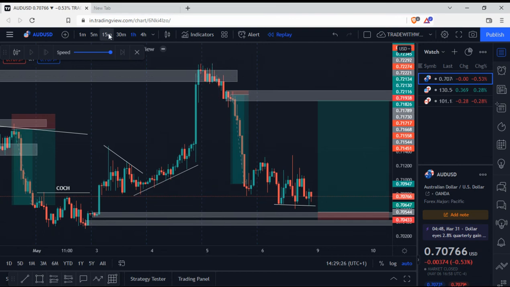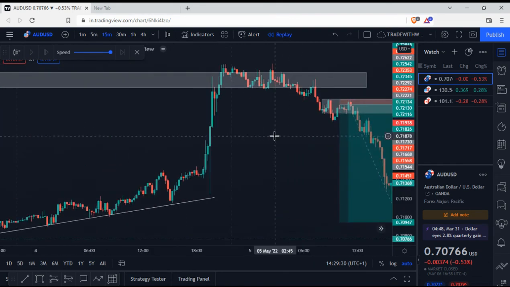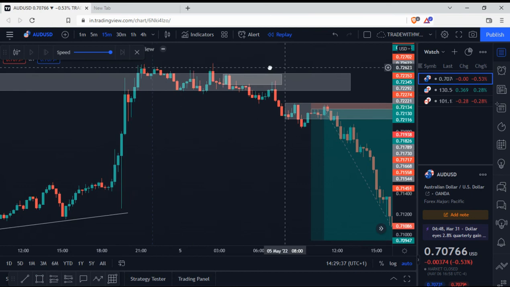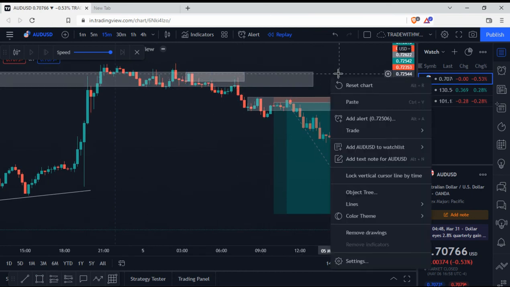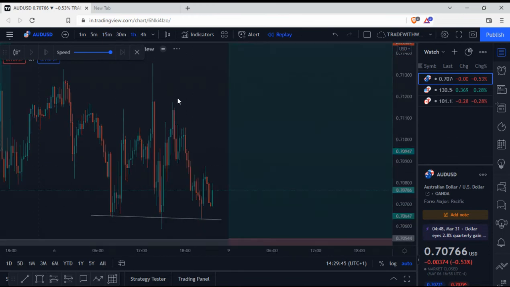Let me just go back to show you. There were a lot of entries here, even on the 5 minute time frame. But in the Asian session, I didn't want to enter. You can see it was even a sniper entry, but I didn't want to enter the Asian session trade there. So I waited for the London session and then took the trade.